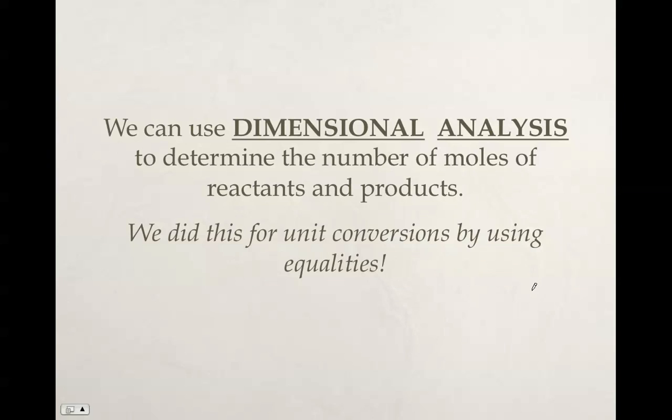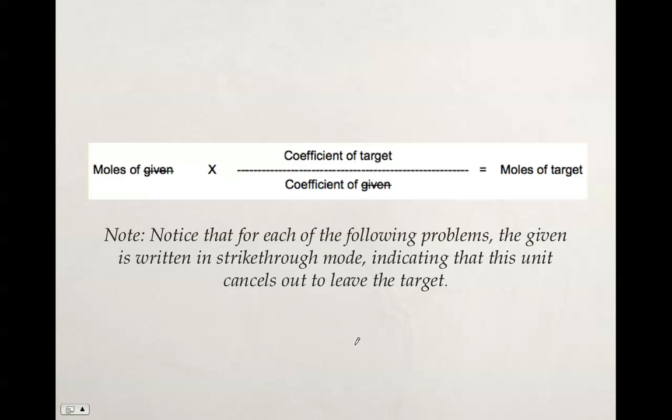Now, we can use dimensional analysis to determine the number of moles of reactants and products. We did this for our unit conversions, earlier in the unit when we talked about converting between moles and mass. So we're going to start with the moles of our given. Remember, we put whatever the given unit is in the bottom, and whatever we're trying to get to, we put in the top. Except what we're going to be looking at are the different formulas.